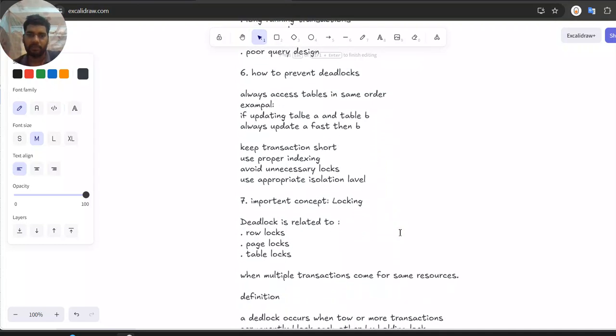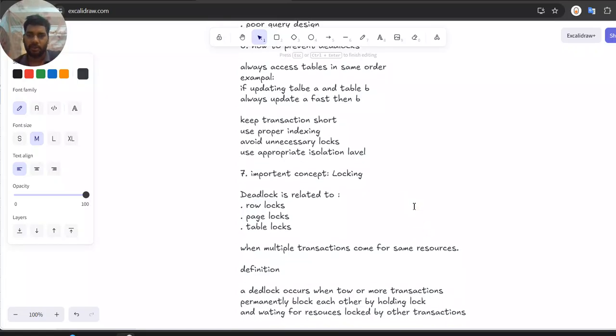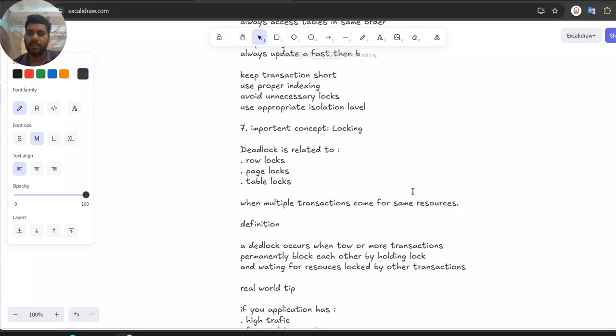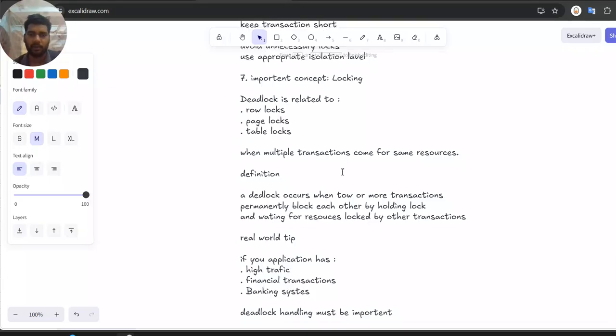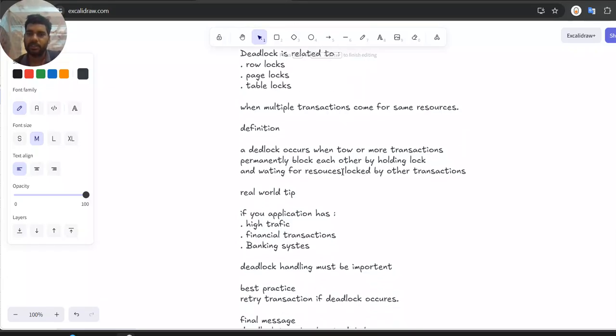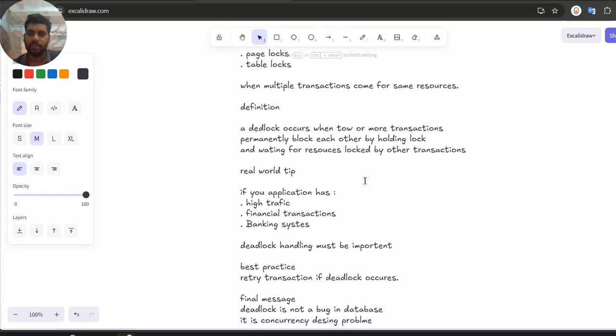How to prevent deadlock? Always access tables in the same order. Example: if updating table A and table B, always update A first, then B. Keep transactions short. Use proper indexing. Avoid unnecessary locks. Use appropriate isolation level. Important concept: deadlock is related to row lock, page lock and table locks, when multiple transactions come for the same resources.